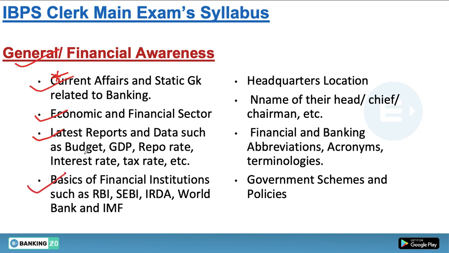Basics of financial institutions such as RBI, SEBI, IRDA, World Bank and IMF. Headquarters location, name of the head, chief, chairman, etc. Financial and banking abbreviations, acronyms and terminologies, and the government schemes and policies. These all things are very important for your GA section.